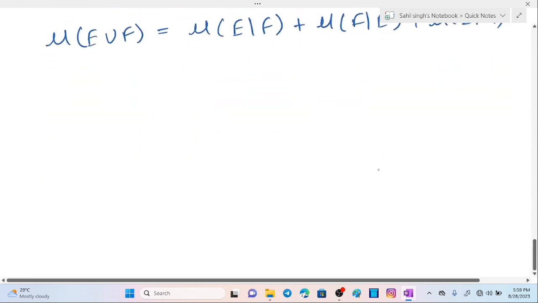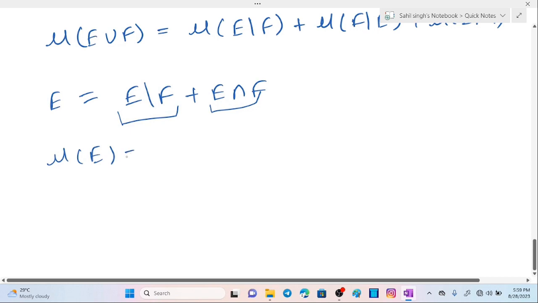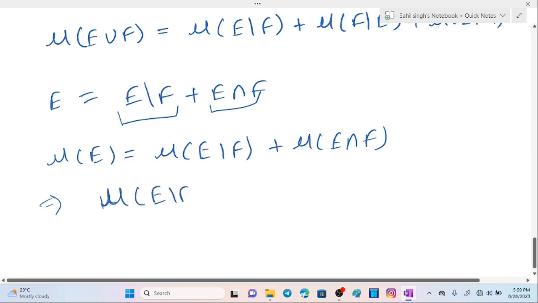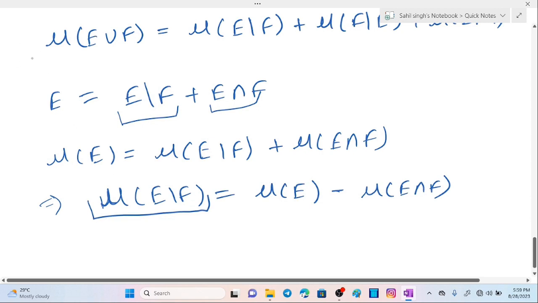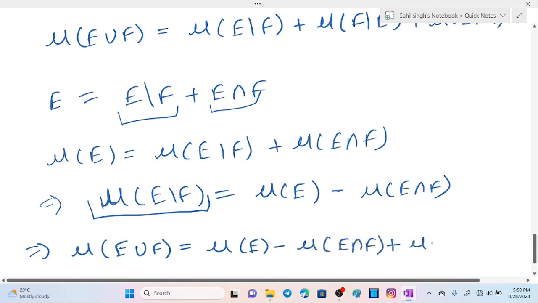Okay, so now we will observe that we can write E as E removed F plus E intersection F. Okay, and these both sets are disjoint sets, therefore we can define mu of E as mu of E removed F plus mu of E intersection F. Okay, so from here we can write mu of E removed F as mu of E minus mu of E intersection F. Okay, so just substituting this value of mu of E removed F into our original equation, we will get mu of E union F equal to mu of E minus mu of E intersection F plus mu of F but removed E plus mu of E intersection F.